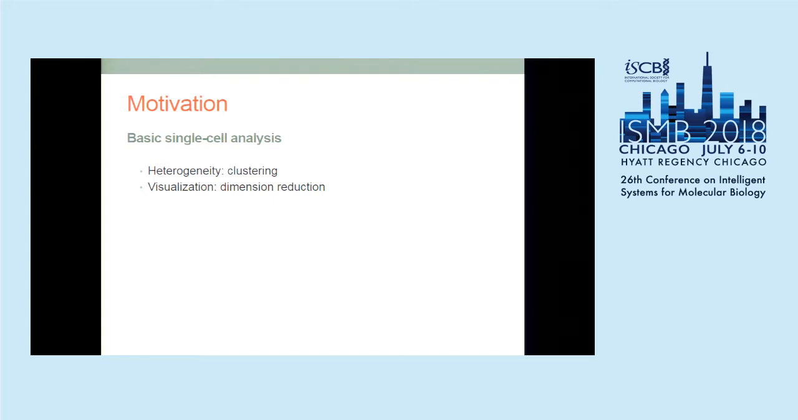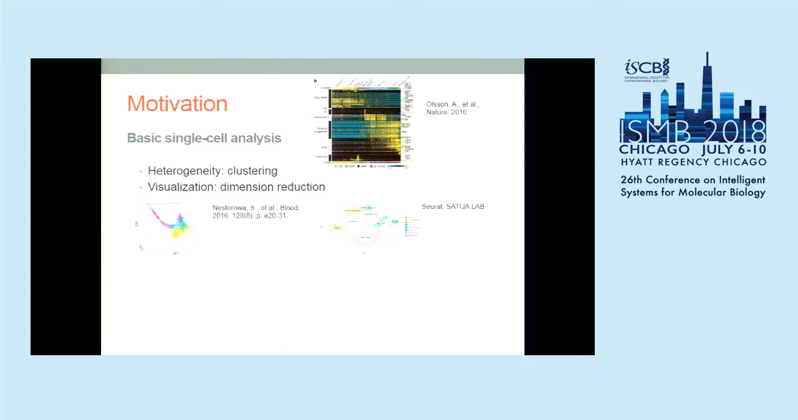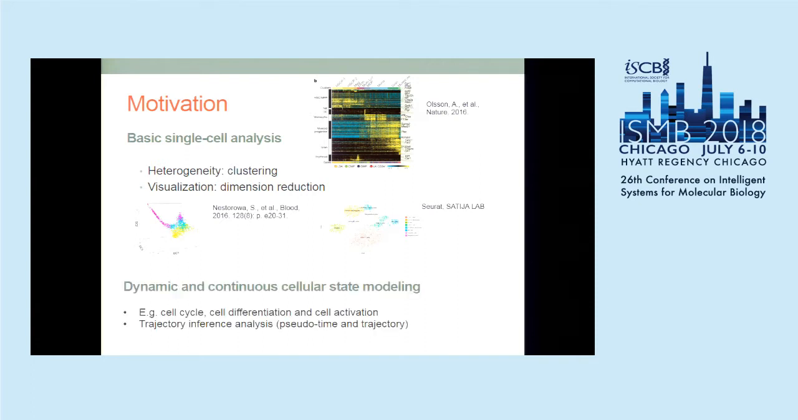The rapid development of single-cell technology has brought a lot of opportunities, and many excellent works have been done, like studying the cellular heterogeneity using different clustering methods. People use different dimension reduction methods to visualize the single cells, like diffusion map, or the most popular one, t-SNE. But we know that the cellular state modeling is dynamic and continuous. So it would make more sense if we think about the problem in a continuous way instead of a discrete way. So that's how the trajectory inference analysis emerged.